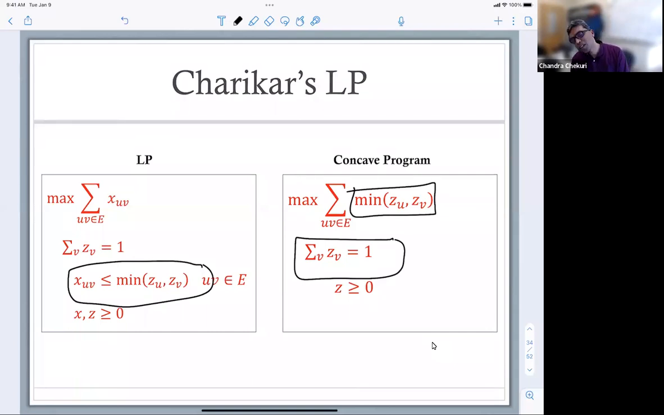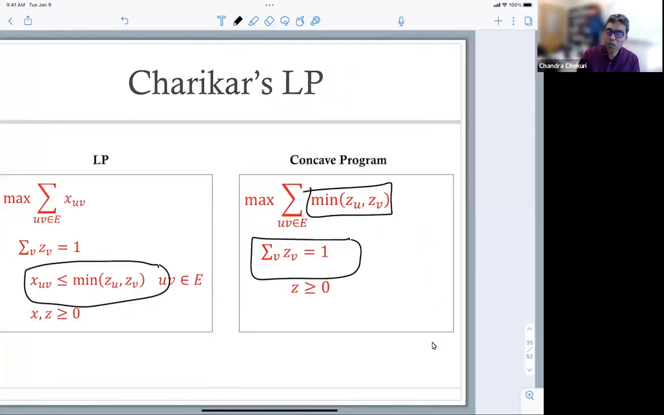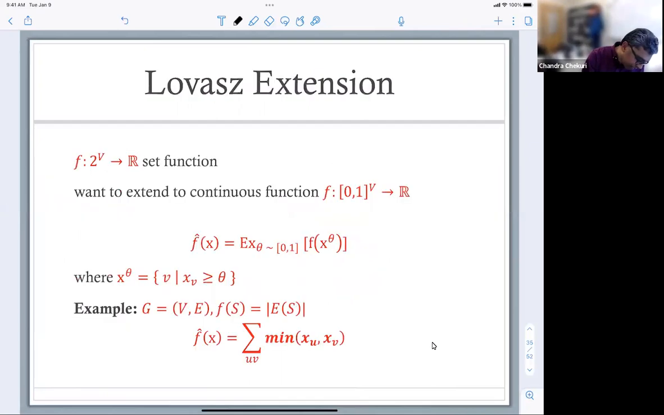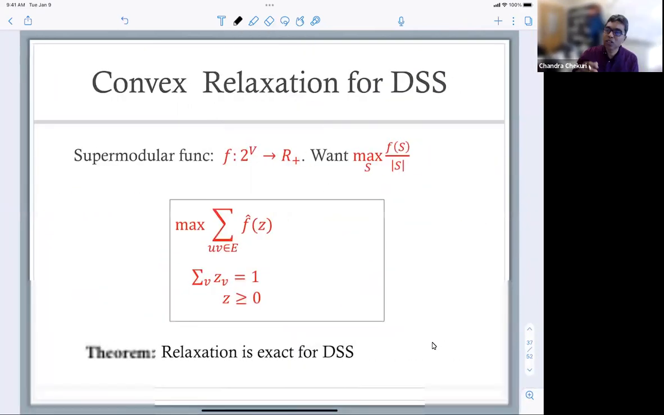You say, okay, what is this concave program? Where did it come from, right? It turns out it is nothing but the Lovász extension of the function e of S. So in fact, what Charikar's LP is doing actually generalizes to the densest supermodular set function problem.